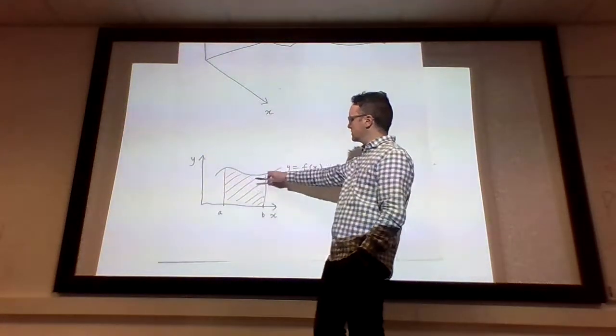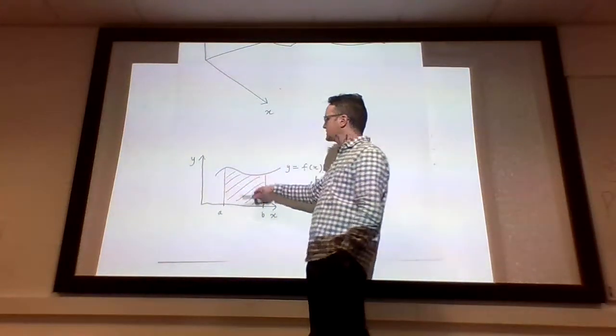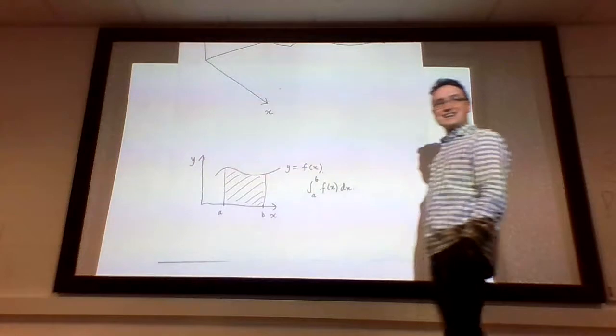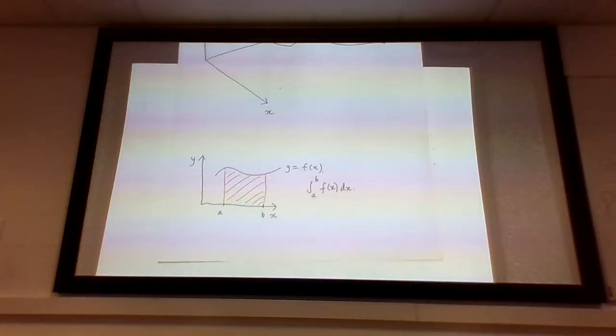Signed area because when the graph is positive, the area is counted positively in the integral, and when the graph is negative, when it creeps below the line, the area between it and the x-axis is counted negatively.